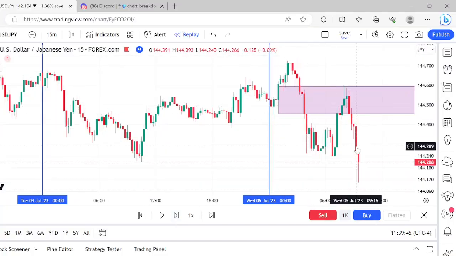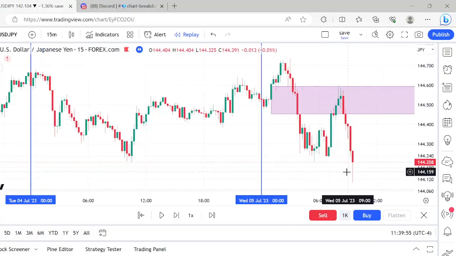That is a perfect example of a Judas swing. Like, you got your London Judas swing, you got your New York Judas swing. That is the signature that you want to look for. Is it going to look exactly like this on every single chart? No. But it's the same signature. It's the same idea. Okay.